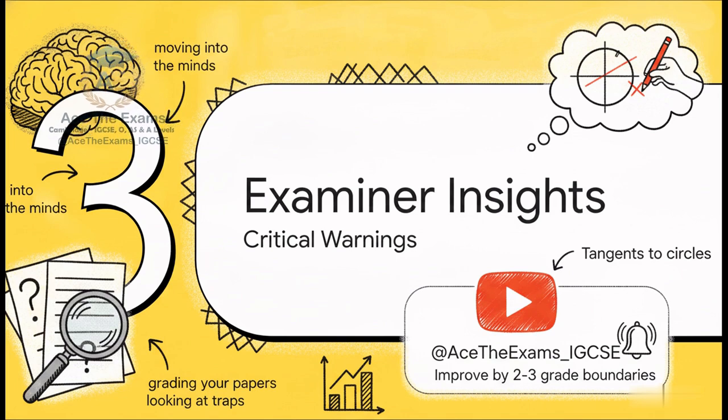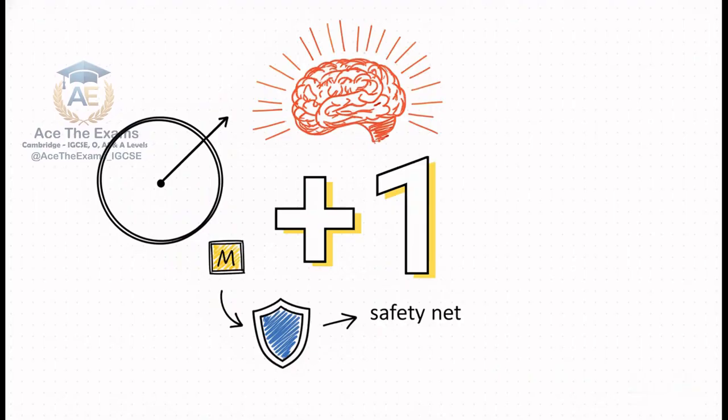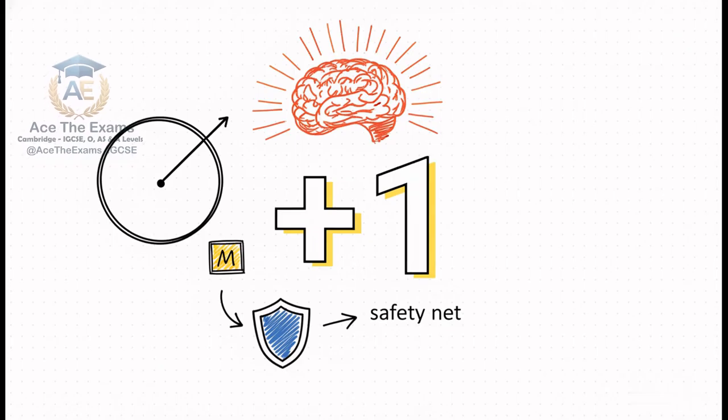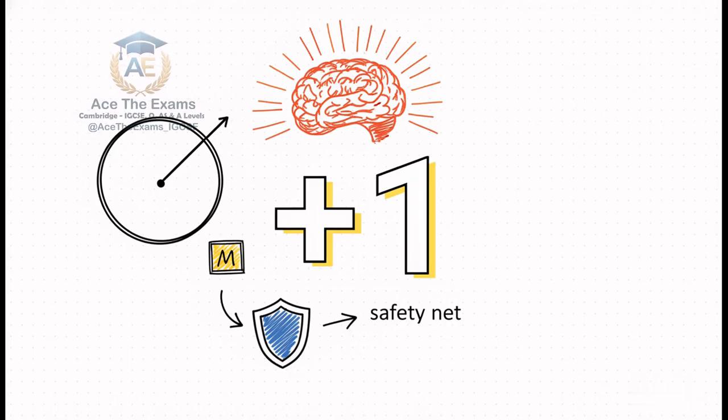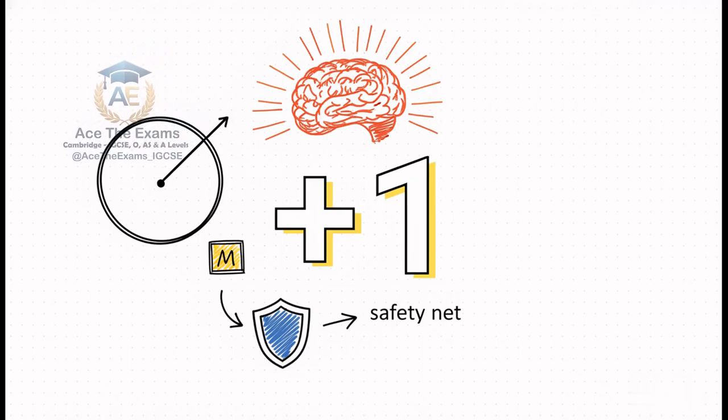These are some critical warnings you need to hear. I want you to burn this concept into your mind. M1, the method mark. This is, without a doubt, the single most important point you can earn on any line of your working out. In the Cambridge marking scheme, an M1 mark means you get credit for knowing how to solve the problem, even if your basic arithmetic totally fails you later on. It's your ultimate safety net in the arena. It will catch you if a simple addition error tries to drag down your entire score.